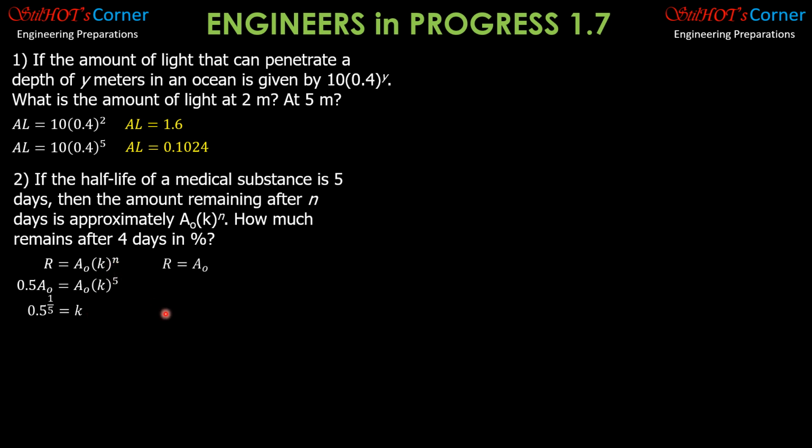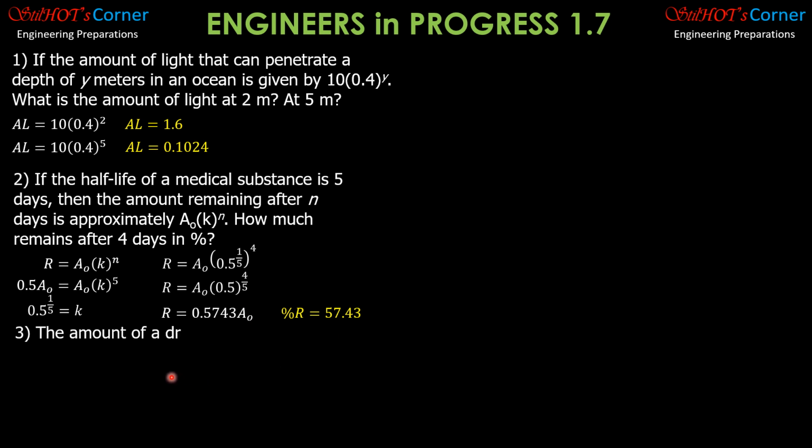Substitute it here. So R equals AO times quantity 0.5 to the 1/5, then raised to n, and n this time is 4. So use your calculator to evaluate that. That's 0.5 to the 4/5, and 0.5 to the 4/5 is equal to 0.5743 of AO. Therefore, in percent, the amount that remains after 4 days is 57.43%, or 100% times 0.5743 AO divided by AO. So you cancel AO. So it is 57.43%.